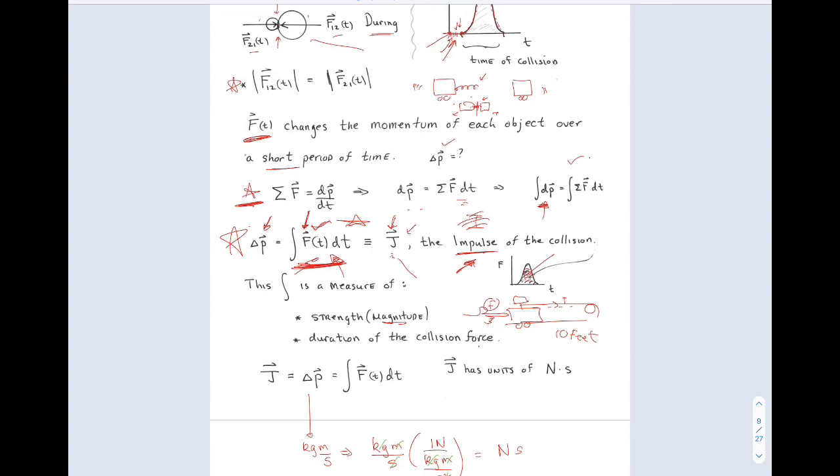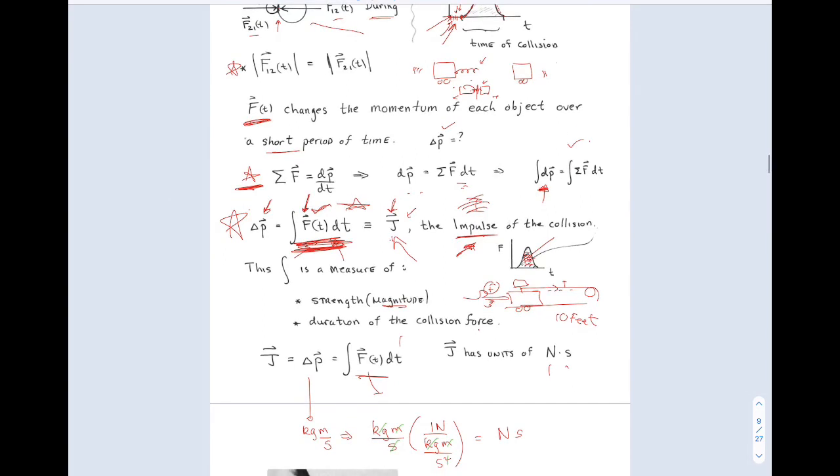Now, here's a new quantity, impulse. What are the units? Well, the impulse is defined as this integral. That's a force, which is in newtons, and time is in seconds. So impulse has the units of Newton seconds.